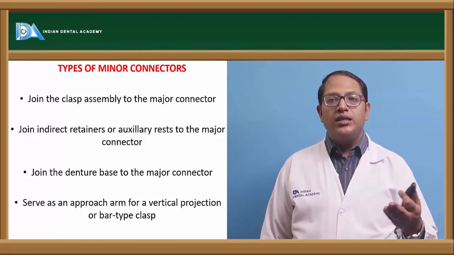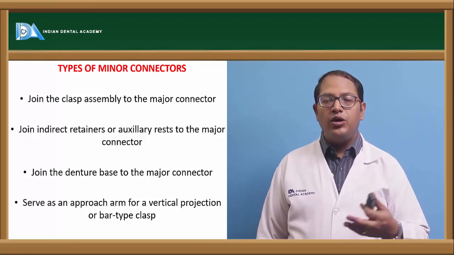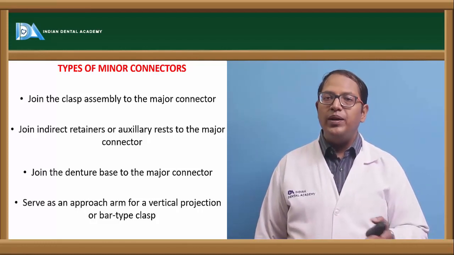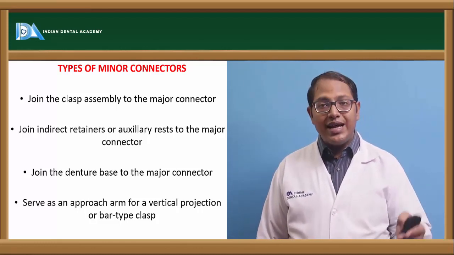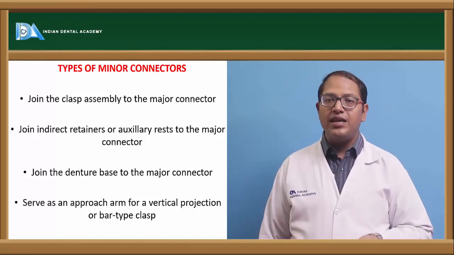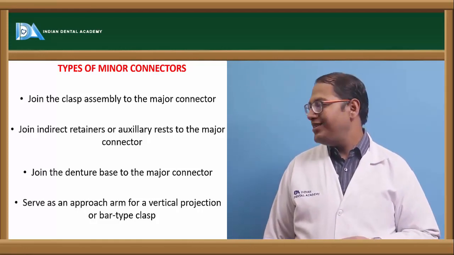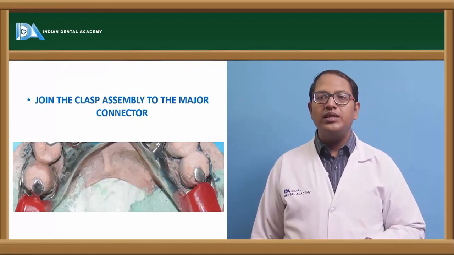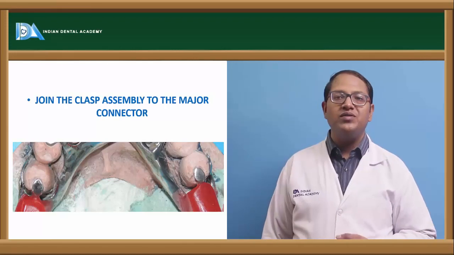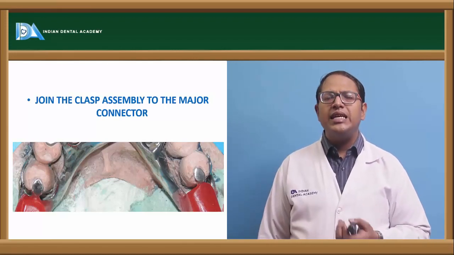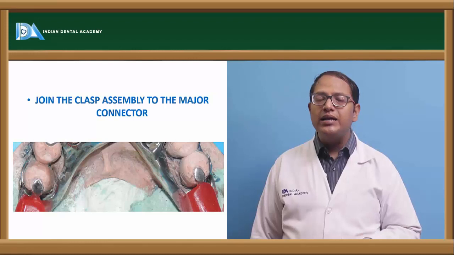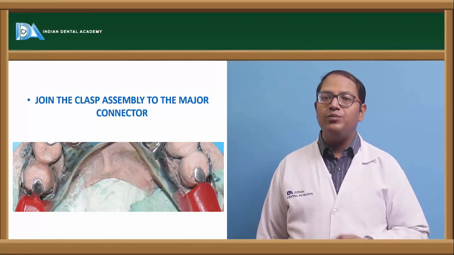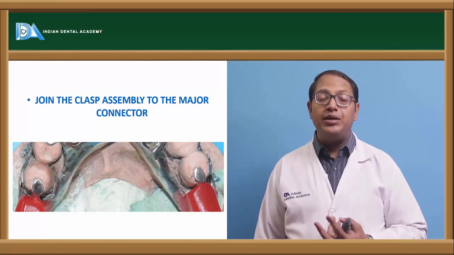There is a rest. We have the proximal plate, and we have the rest. We have the RPI system, that is rest, proximal plate, and I bar. In those cases, it is acting as an approach arm, and that itself is acting as a minor connector in the entire assembly of the clasp. Now coming to the first one, that joins the clasp assembly to the major connector. The basic requirement for a minor connector is to be rigid, because it supports the active components of the partial denture and the retentive clasp.